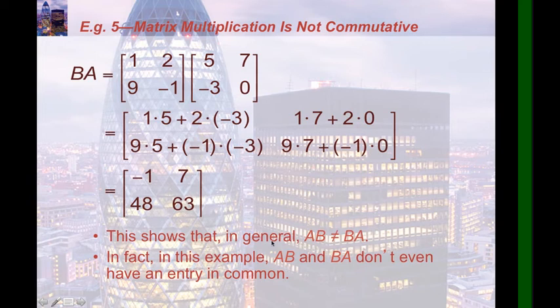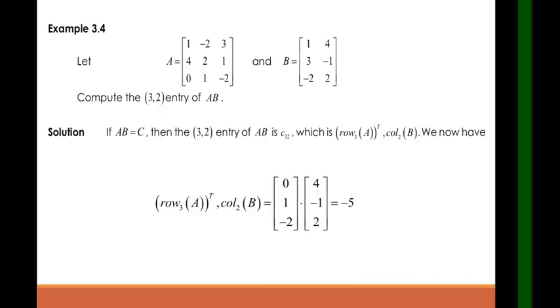This shows that in general, AB is not equal to BA. In fact, in this example, AB and BA don't even have any entry in common. Okay? So, yan. They are not the same. Okay, I hope you know now the process of solving multiplication of matrix. Now let's have another example to have you more of an idea.